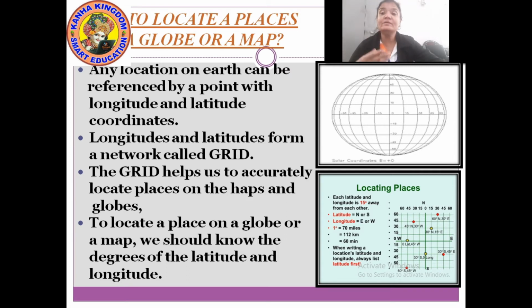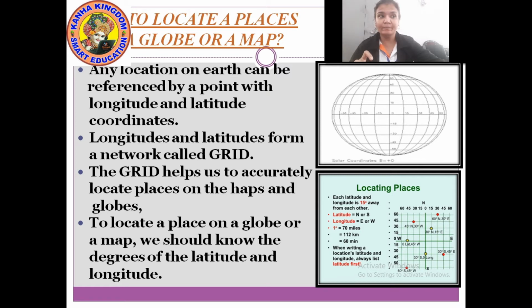As I explained, latitudes are measured in degrees and longitudes are measured in terms of time. So when these two coordinate and form a network called a grid, it shows you the distance and how much time it would take.